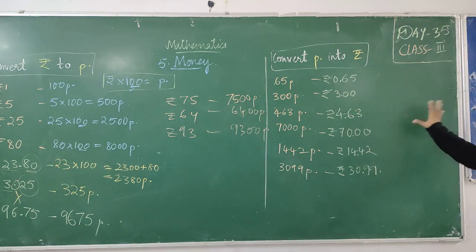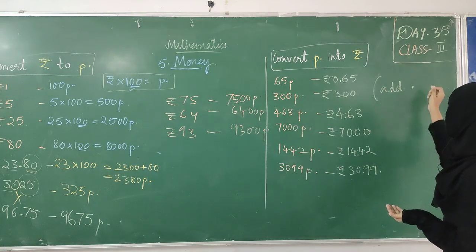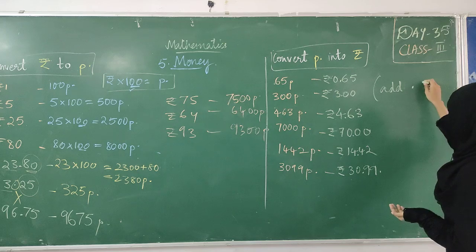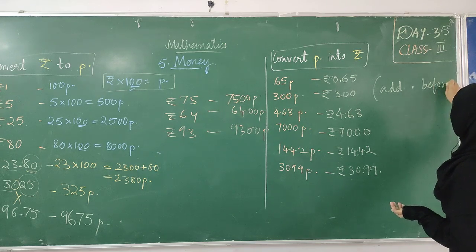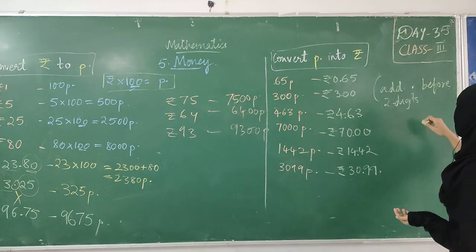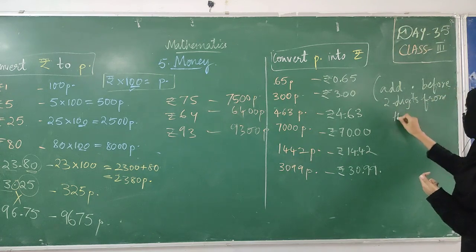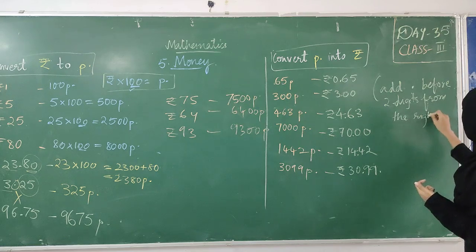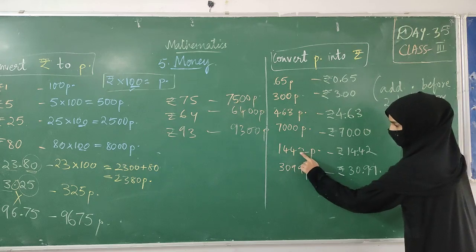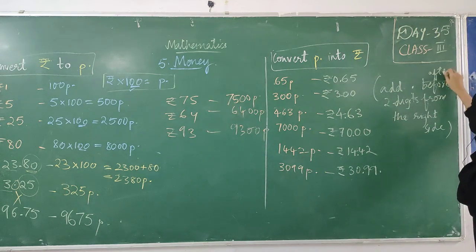Got it? Here you have to add a dot. Add a dot, sorry, before 2 digits, or you can say after 2 digits from the right side. Count from the right side: 1 done, 2 done, after 2 digits. So I write right here, after 2 digits from the right.